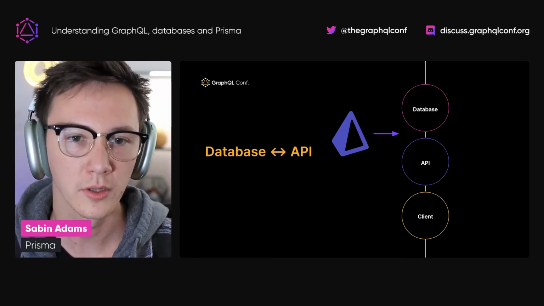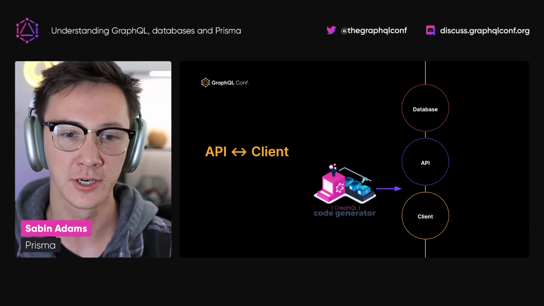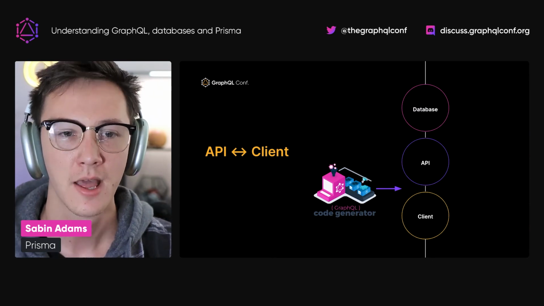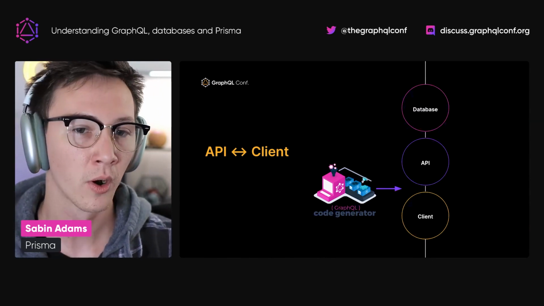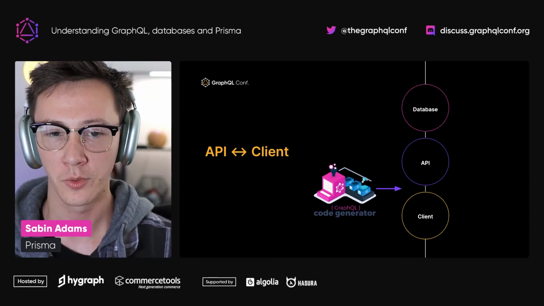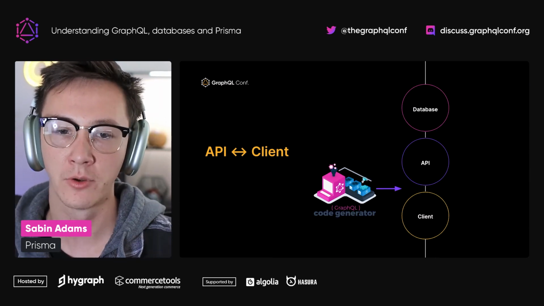But the more important one to look at here is between your API and client. This is often a larger gap. It's a lot harder for people to visualize how to actually manage this. And the way you do it is you use a tool like GraphQL Code Generator. So what it does is it'll actually read your GraphQL schema and it can generate types for your client or whoever's accessing this data based on your GraphQL schema.